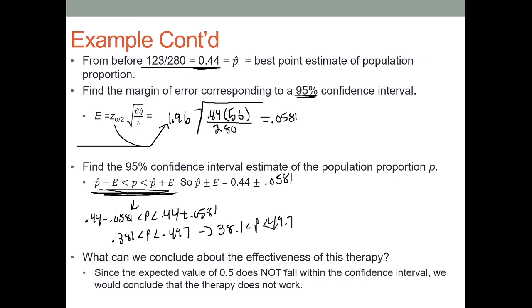49.7. So I could say that I'm 95% sure that the amount of times the touch therapist could correctly identify and read a person's aura to figure out the hand that they were hovering over is between 38 and 49%.